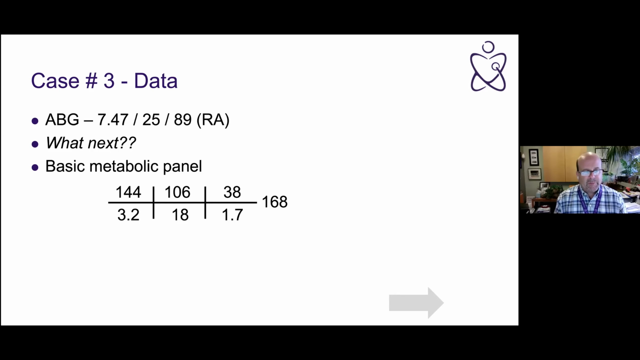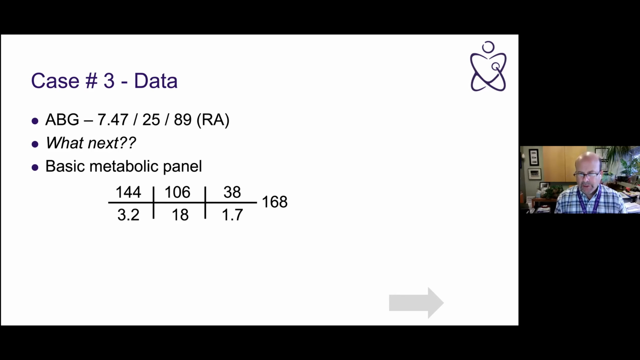Here's his BMP: 144, 3.2, 106, 18, 38, 1.7, 168. What do you notice about this set of electrolytes? Yeah, the renal function's up a little bit. Yeah, the blood sugar's up a little bit. What else do you notice? Anybody notice something big?